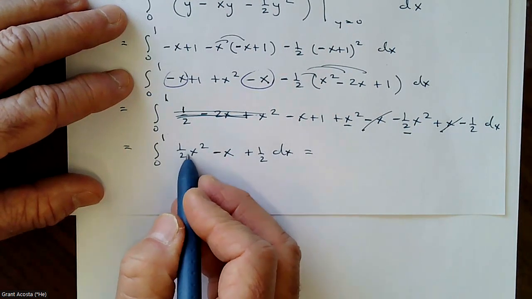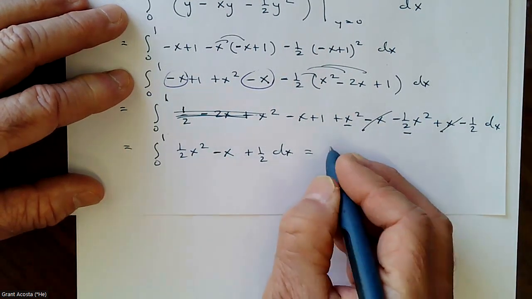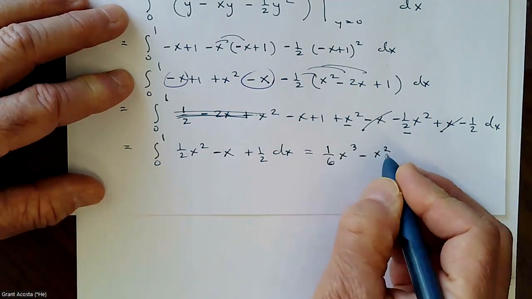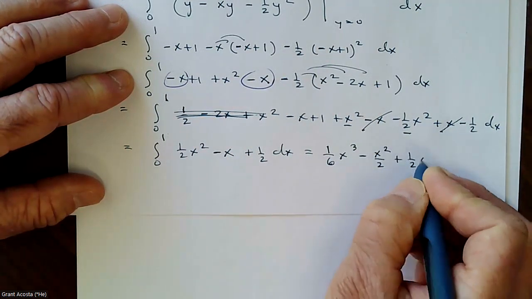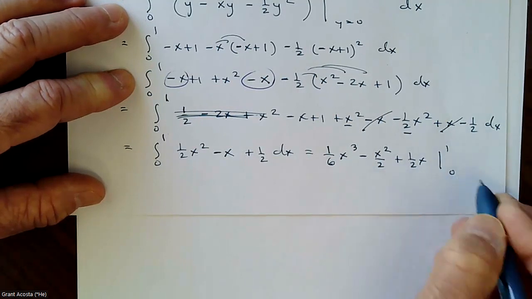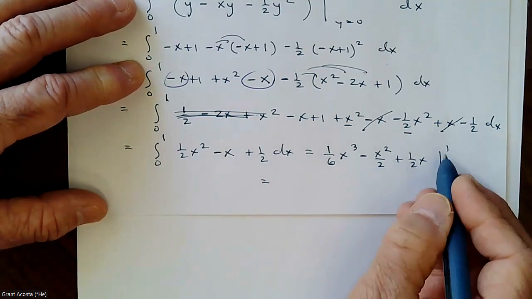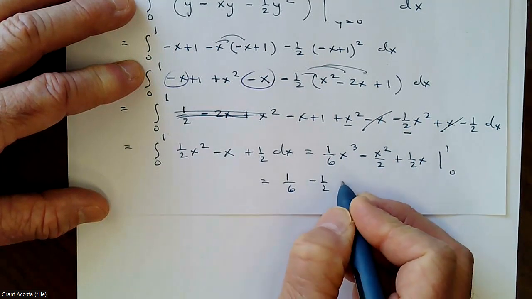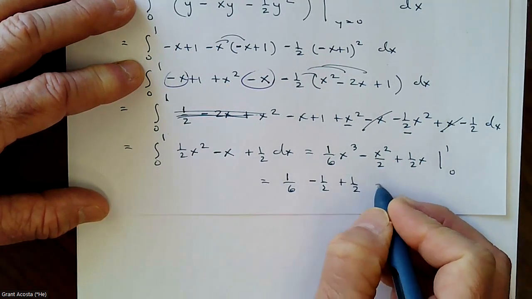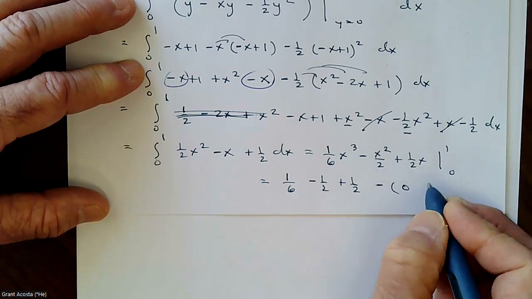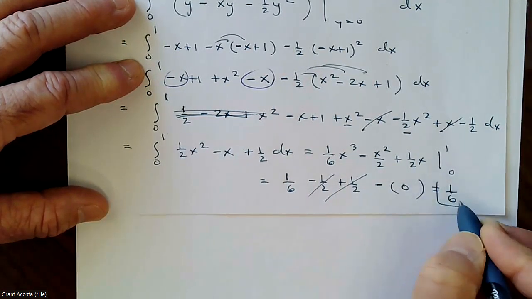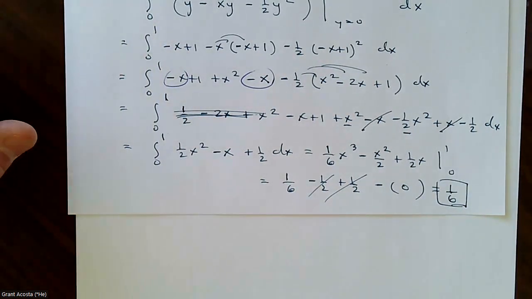Almost there. If I integrate this, x cubed over 3, I'll get 1/6 x cubed minus x squared over 2 plus 1/2 x from 1 to 0 gives me 1/6 minus 1/2 plus 1/2. And of course, if I plug in the 0, I get 0 for all of them. So my final answer is actually 1/6.